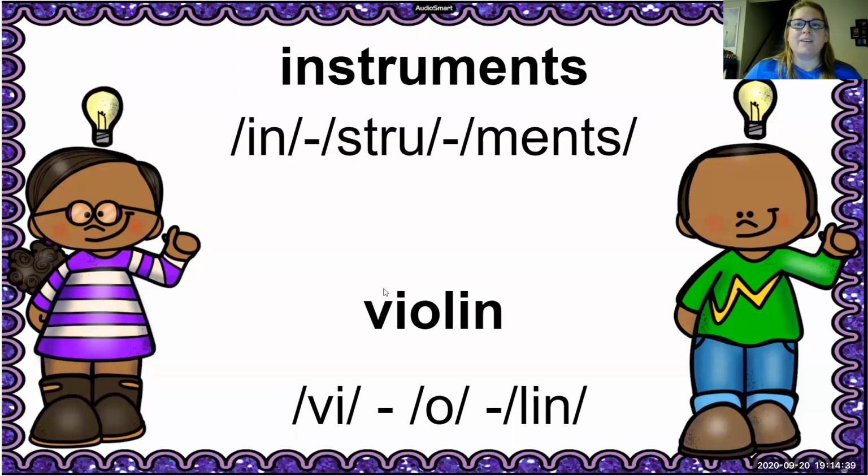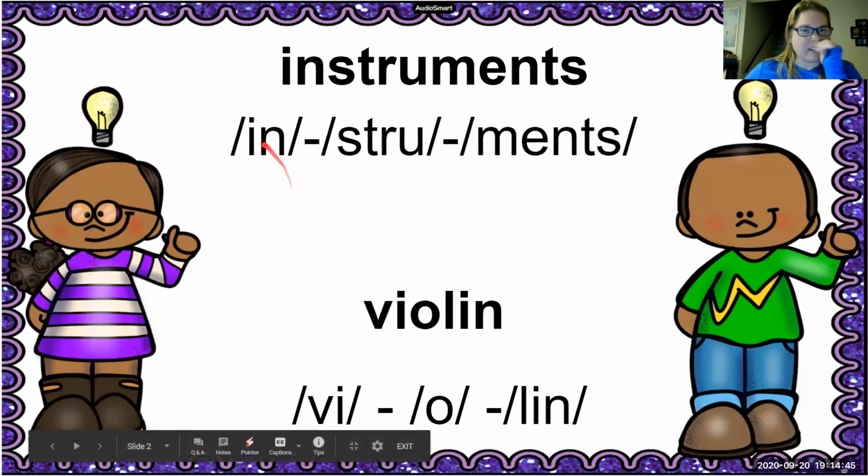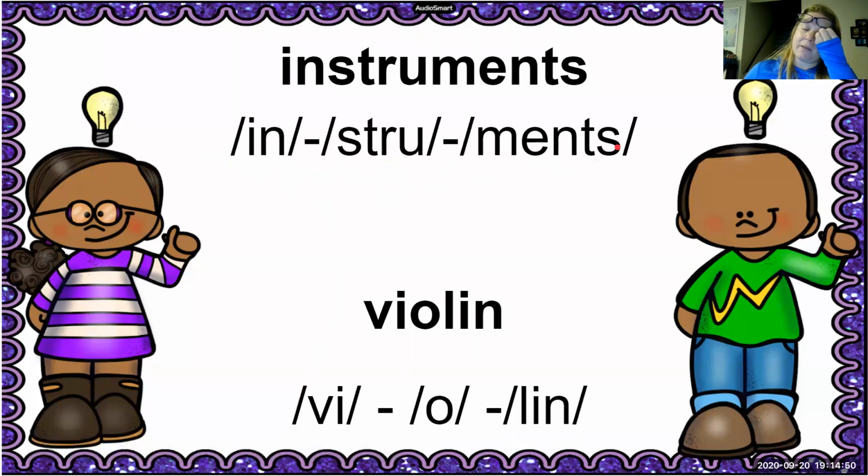Let's break it apart. We have instruments. Let me turn on my laser. Okay, we have instruments. Good job. So we know that we have 3 syllables in that word. How many sounds are in the first syllable? In. There are 2 sounds in the first syllable. Good. What is the vowel sound in this first syllable? The vowel sound. In. It's the short I sound.